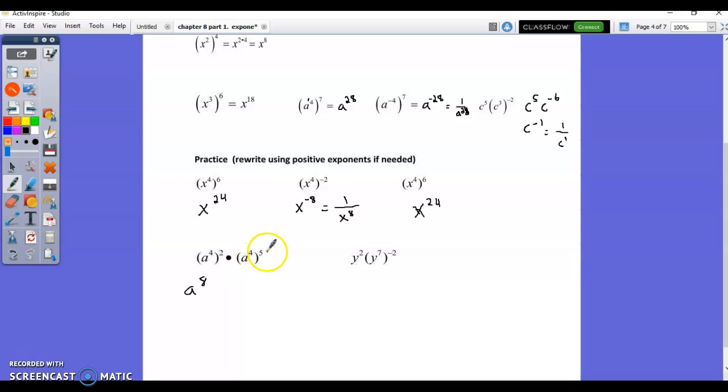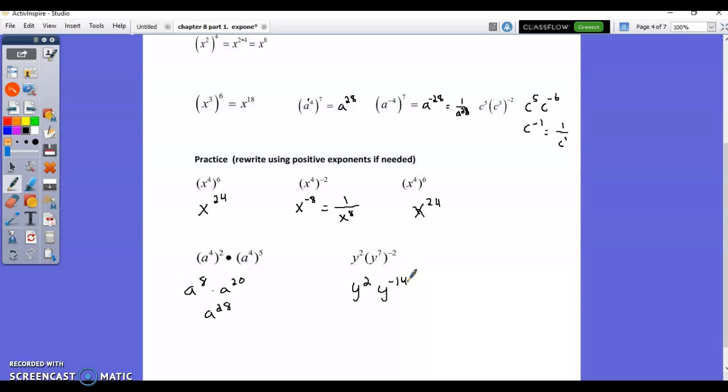And this would be 4 times 5, which would give us a to the 20th power. And now we are multiplying with the same base. That's going to give us a to the 28th because we add those together. Over here, we have this y to the second power, which is going to stay. 7 times negative 2 is negative 14, so y to the negative 14.